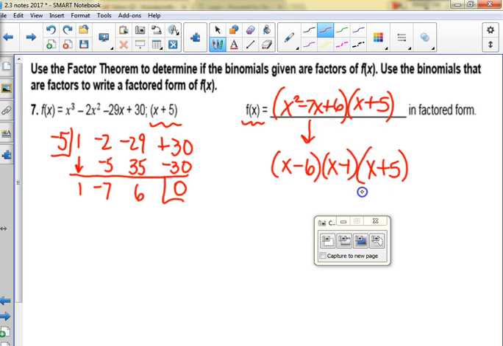So if we were to graph this, we should have x-intercepts, all of which cross, not bounce, right? And we can predict total end behavior. All right.